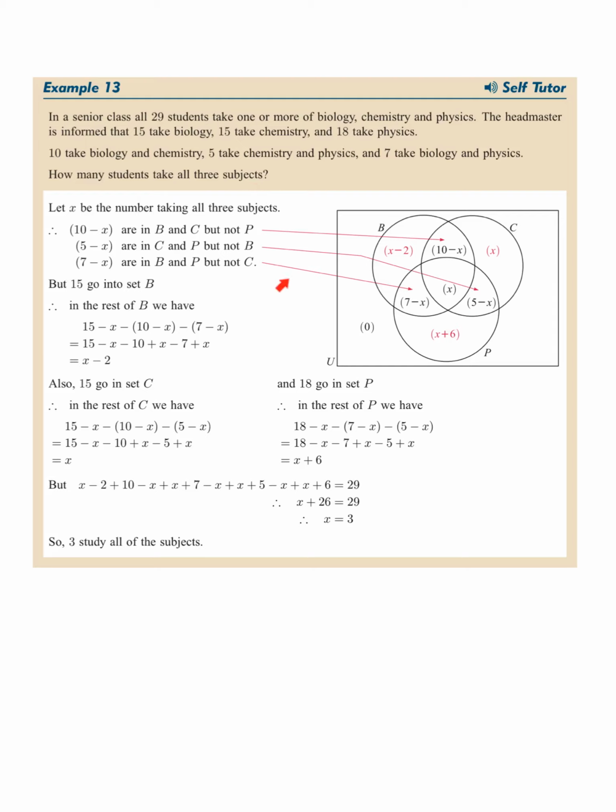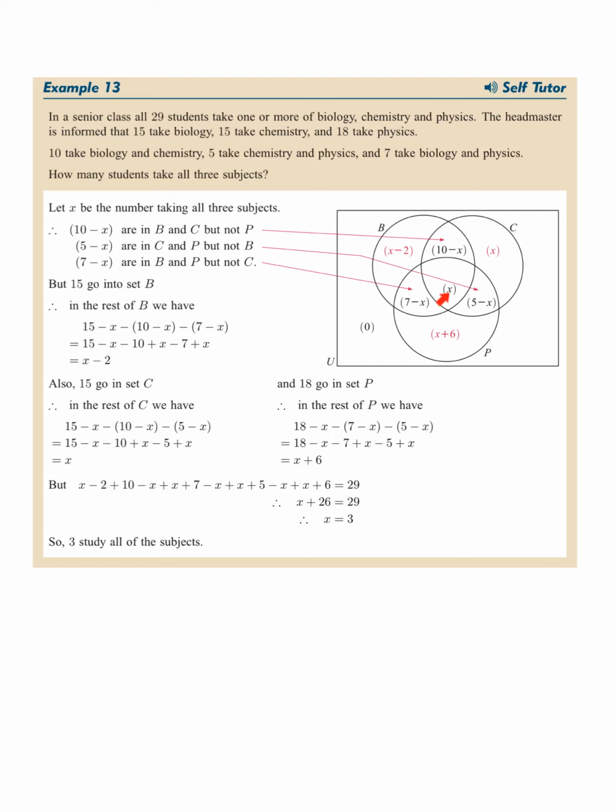When you deal with this kind of problem, the unknown is just the middle one. We'll make that the middle one. That's also what we're looking for. How many students take all three subjects? Well, that is the intersection of the three circles, the area labeled X there. So we put an X in there.